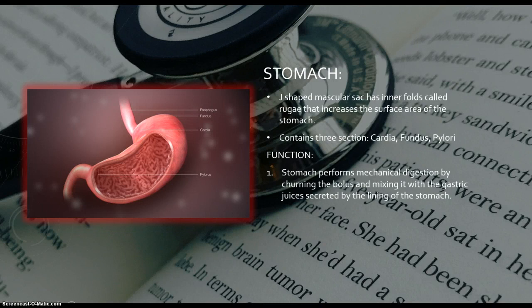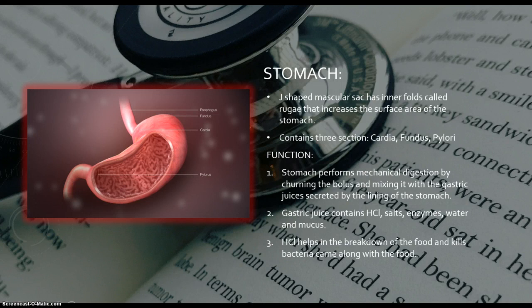What are the functions? Number one, the stomach performs mechanical digestion by churning the bolus. What is bolus? The food that is inside the mouth. Whenever we take food from outside, that is converted into bolus inside our mouth, and it helps the bolus to mix with the gastric juices which are secreted by the inner lining of the stomach. The gastric juice contains HCl, salts, enzymes, water and mucus. This HCl helps in the breakdown of the food and also kills the bacteria which come along with the food, and thus keeps our body protected from any kind of external bacteria.